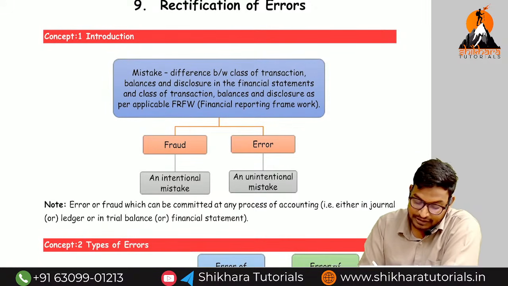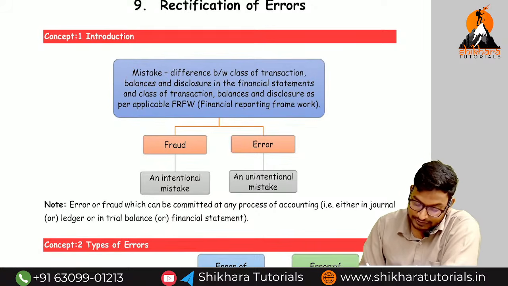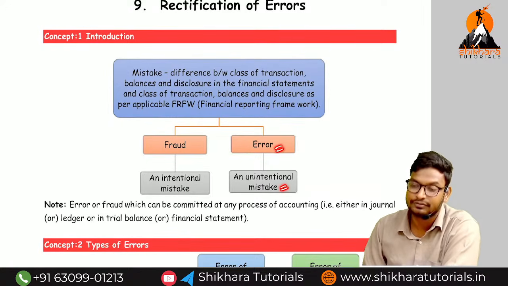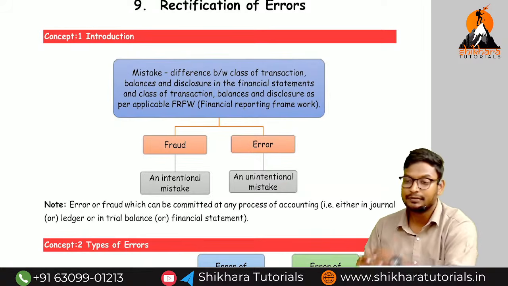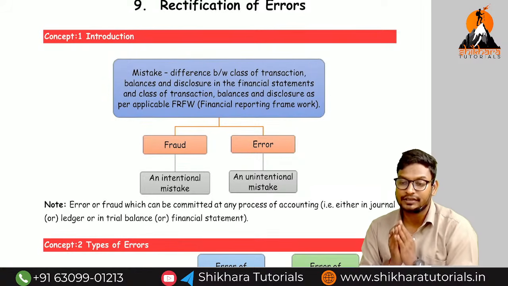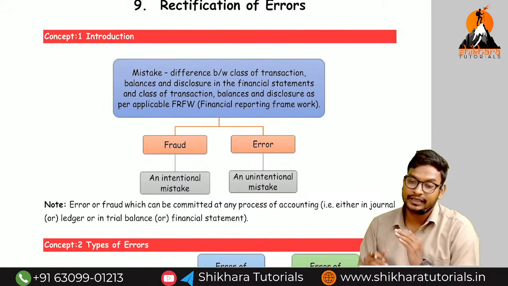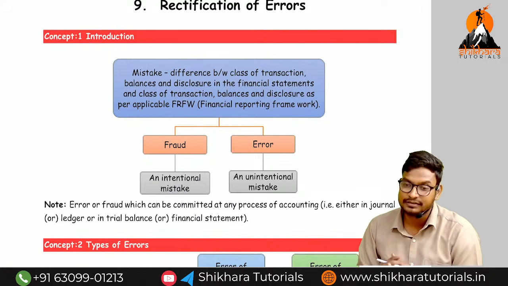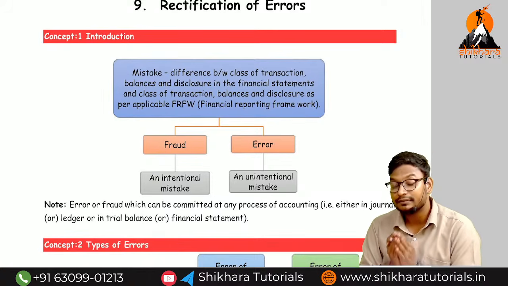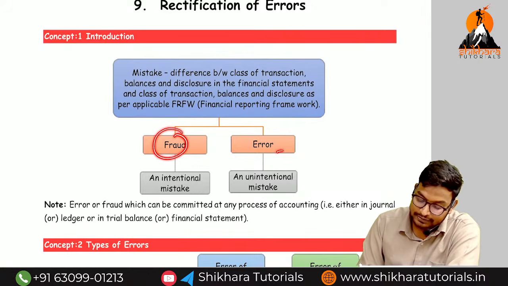Sometimes there may be a mistake. There may be a what? Mistake. If that mistake is an intentional mistake, it is called what? Fraud. If it is an unintentional mistake, it is called what? Error. So if we are preparing according to the accounting standards, our books of accounts are correct. There is no mistake. If you are not preparing according to the accounting standards, it is called a mistake. If that mistake is intentional, it is called what? Fraud. Unintentional, it is called what?